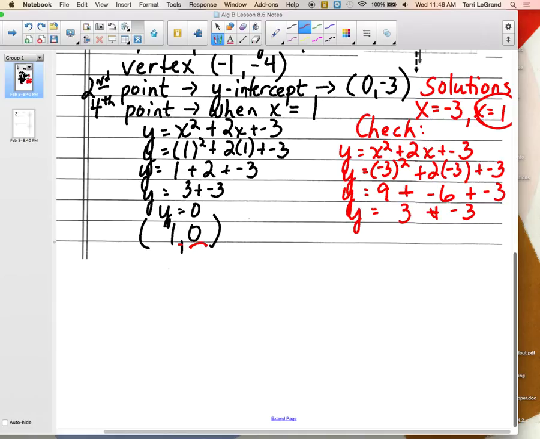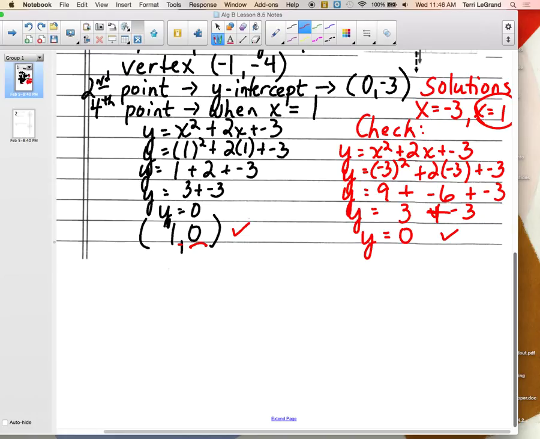0. What's a number plus its opposite? 0. Y equals 0. It checks out. And we're actually going to go over here. Let's just put a check mark over here to show that's our other check problem right there.